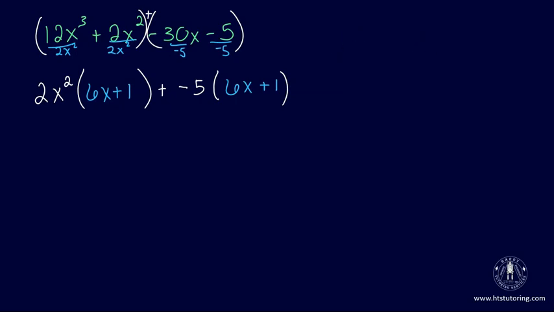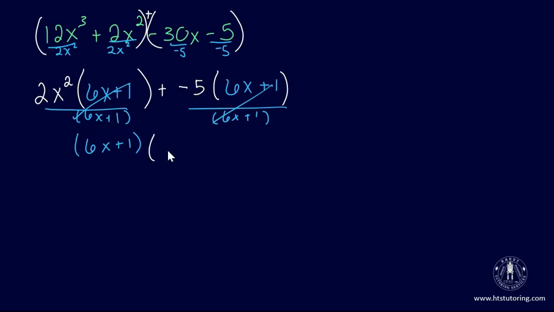There we go. All right, so now it's looking a lot more promising because as I look at this term and I look at this term, what do they have in common? Well, they've got the 6x plus 1 in common. So what I can do is factor out a 6x plus 1 from each of them. So I have 6x plus 1. I divide each of these by 6x plus 1. That cancels. And I divide this one by 6x plus 1. That cancels. And I'm left with, out here, 2x squared plus negative 5, or plus a negative is the same thing as minus. So 2x squared minus 5.